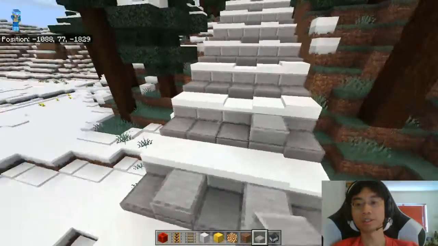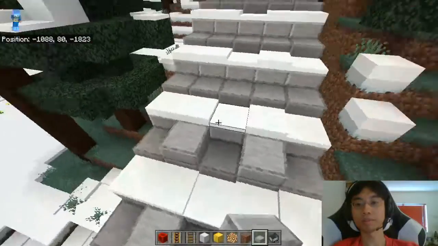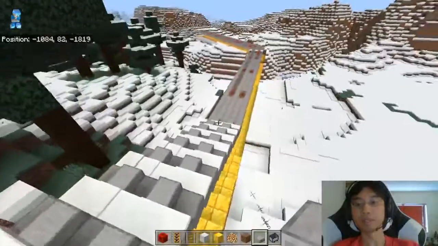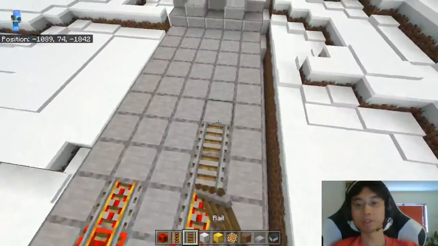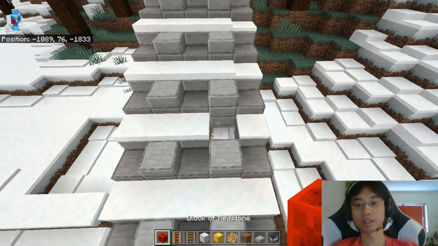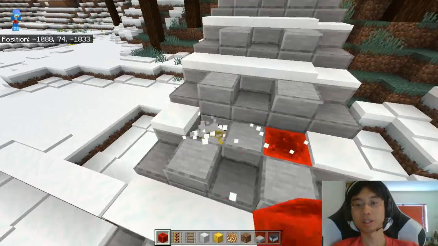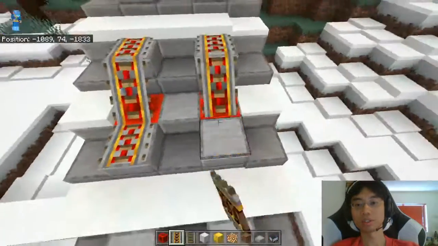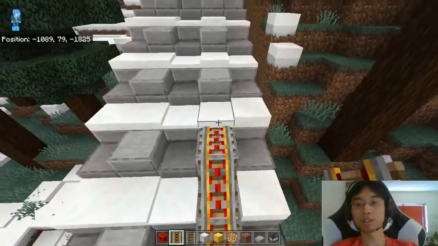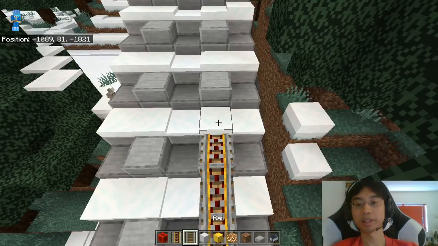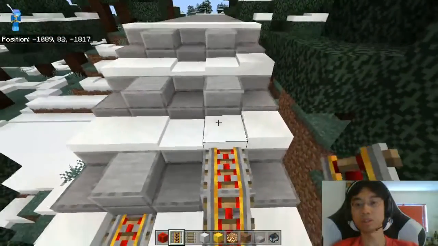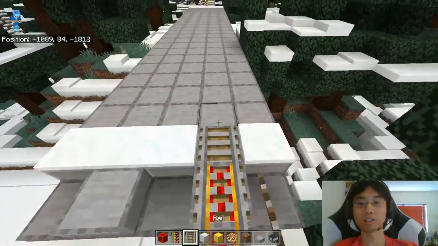This stuff has to be powered going up. So we got one, two, three, four, five, six, seven, eight, nine, ten, one, two, three. That. One, two, three, four, five, six, seven, eight, nine, ten.